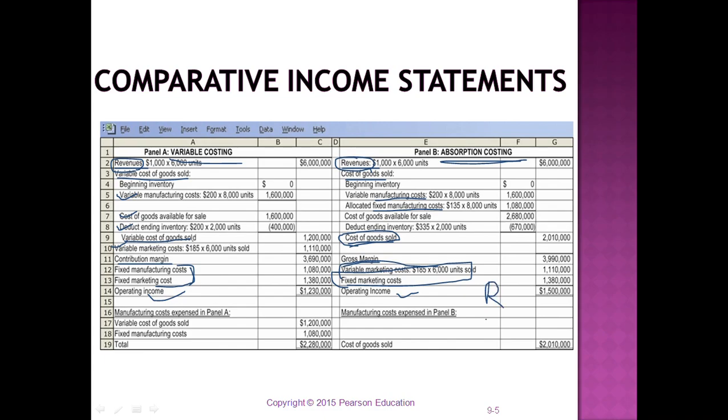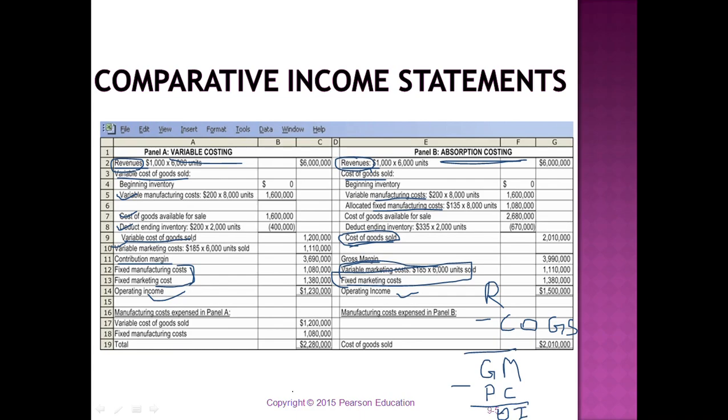You say revenue minus cost of goods sold is equal to gross margin, minus period cost is equal to the operating income.